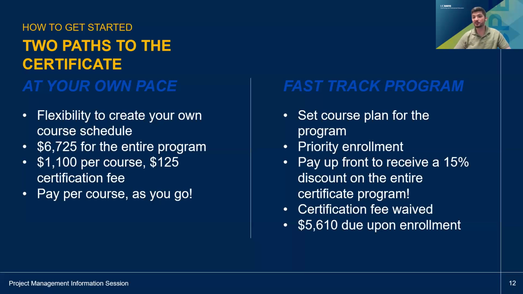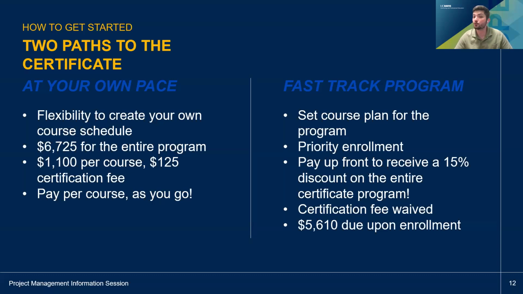We're going to take a closer look at this schedule on the next slide, so don't worry about writing that down right this second. But what you should know is that this path on the program costs $5,610, which is 15% off the At Your Own Pace fee and waives the $125 certification fee. For the Fast Track program, you must pay in full upfront to receive that discount.